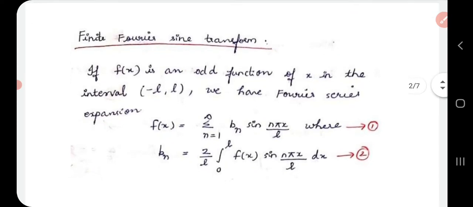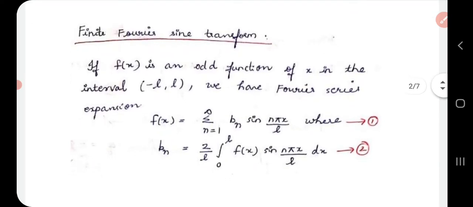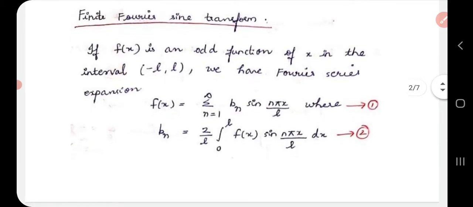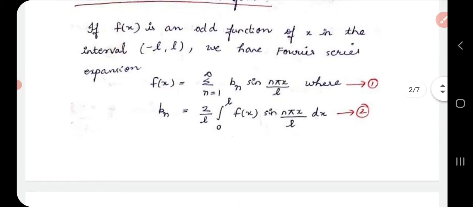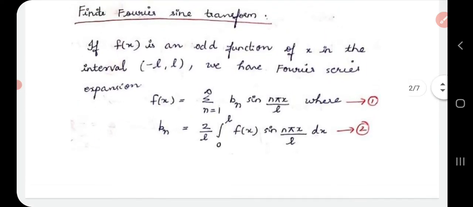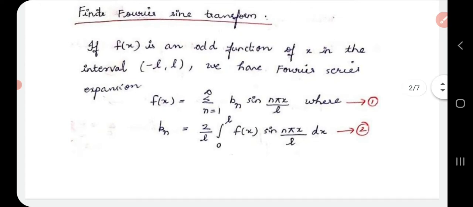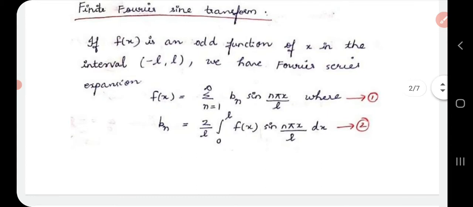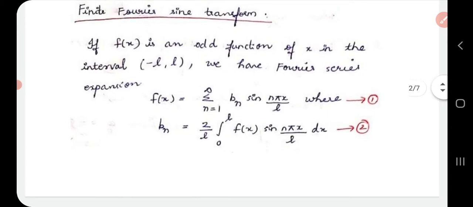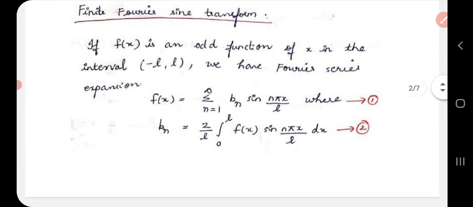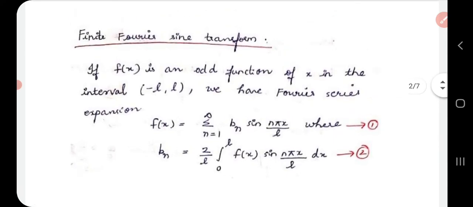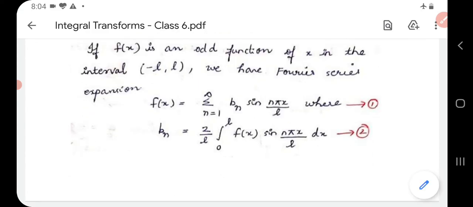So finite Fourier sine transform: if f of x is an odd function of x in the interval from minus L to plus L, then we know the Fourier series equation is given by f of x equal to sigma n from 1 to infinity bn sin n pi x by L. That is equation 1. Here bn, the Fourier coefficient, is given by 2 by L integral over 0 to L f of x sin n pi x by L dx. We have already discussed Fourier series.